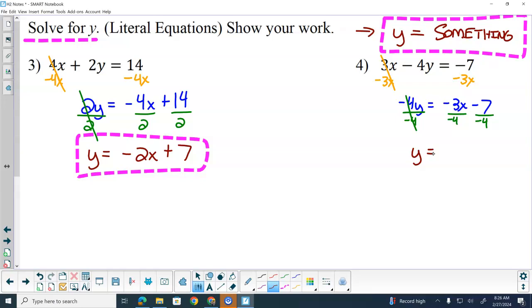Negative divided by a negative is positive. So could we just put positive 3/4 there? Yes. And that would look much nicer, much cleaner. 3/4 x. Love it. Do I like -7 divided by -4? What do I like instead? +7/4. So this is going to switch from a minus sign there to a positive sign there.